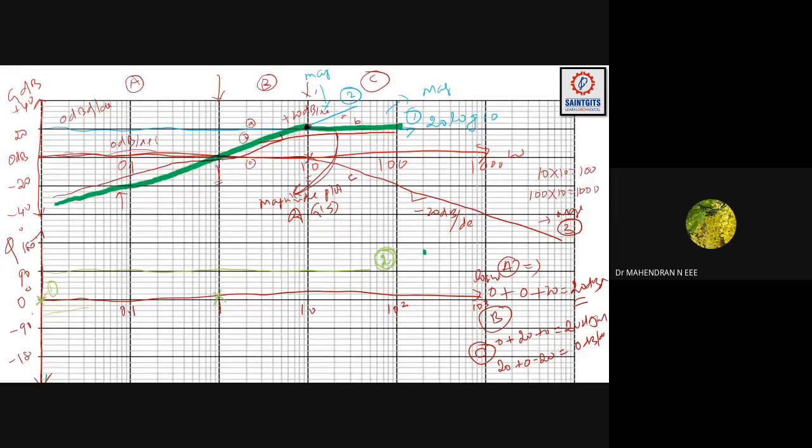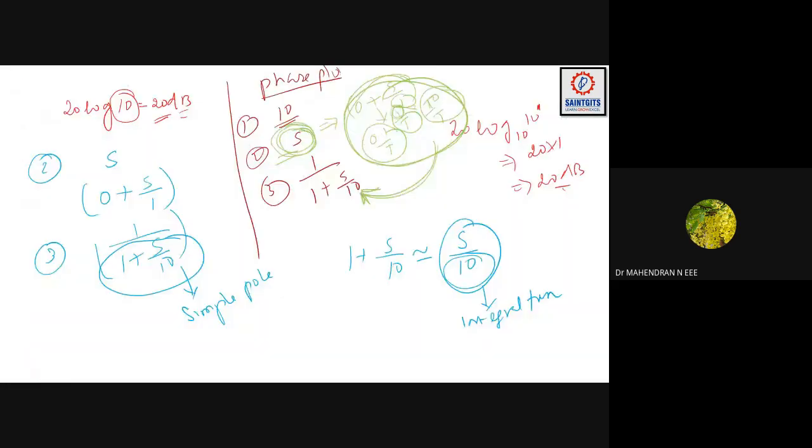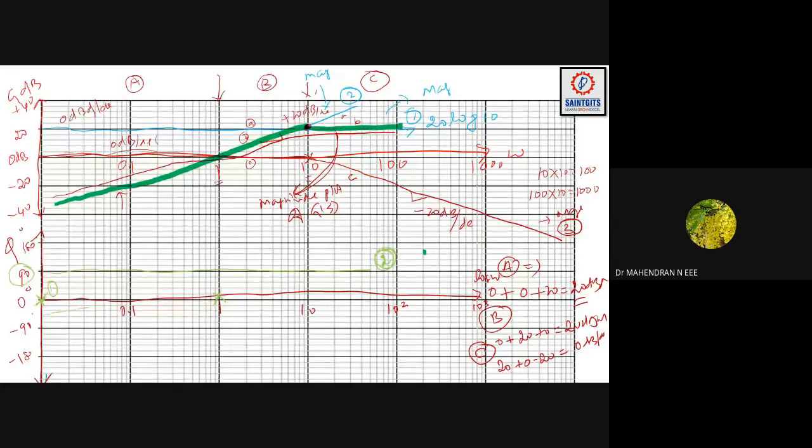Okay. So what will happen? Simply try to understand. If you are projecting a simple constant to the phase plot, it will give 0 degree. Am I right? Then if you are projecting a simple differentiator, you will get 90 degree. Then if you are projecting a simple pole, you will get some negative slope.